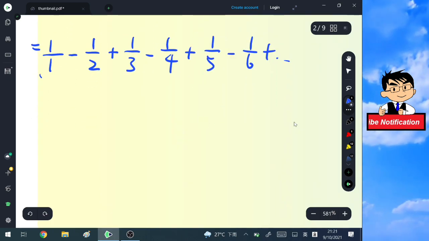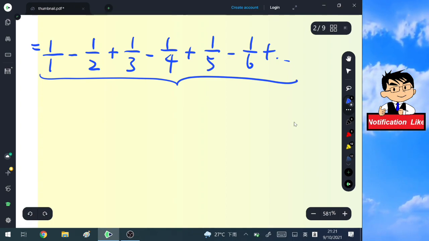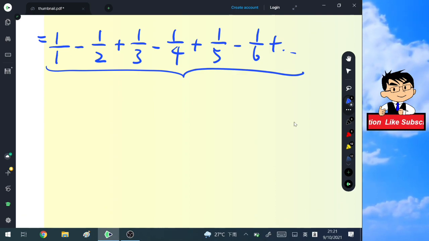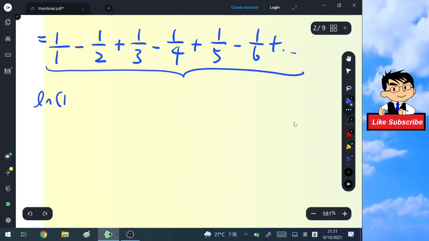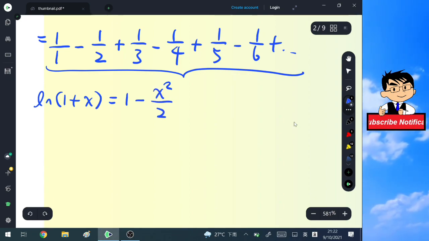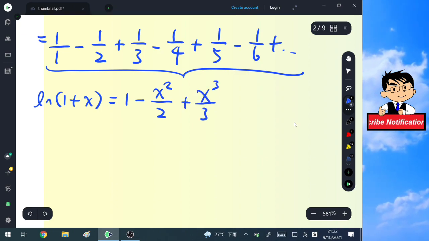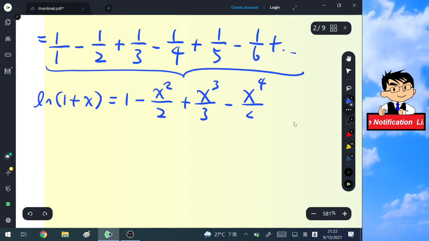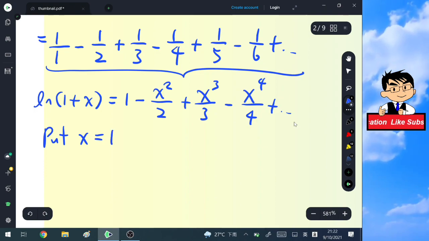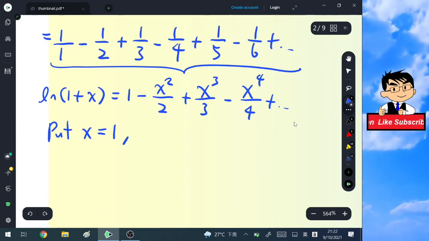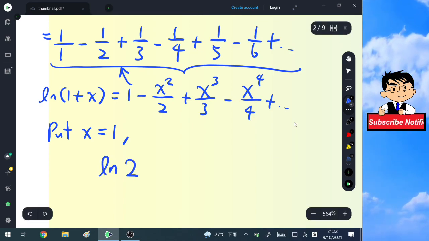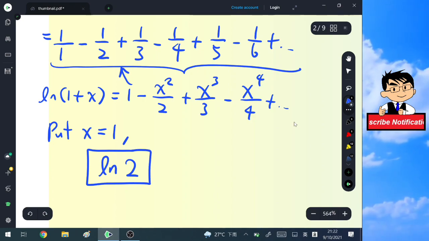And for this alternating series with 1 over n, we will use the Taylor series for the natural log of 1 plus x, which is x minus x squared over 2 plus x cubed over 3 minus x to the power of 4 over 4 plus so on and so forth. So now if we put x equals 1, then we have exactly the same sum. So finally, we obtain the sum as the natural log of 2.